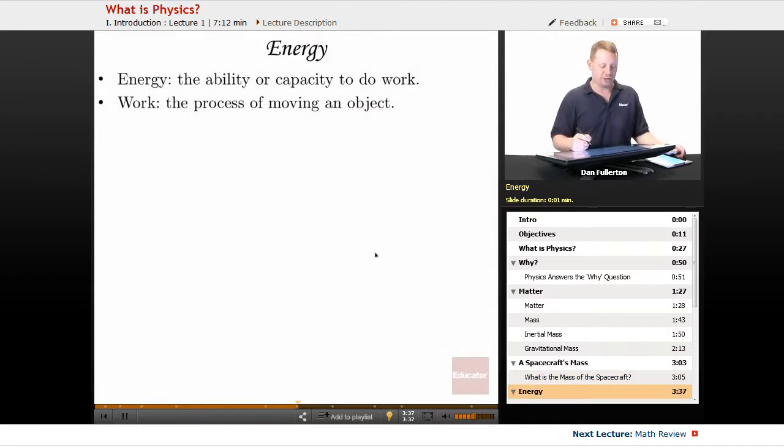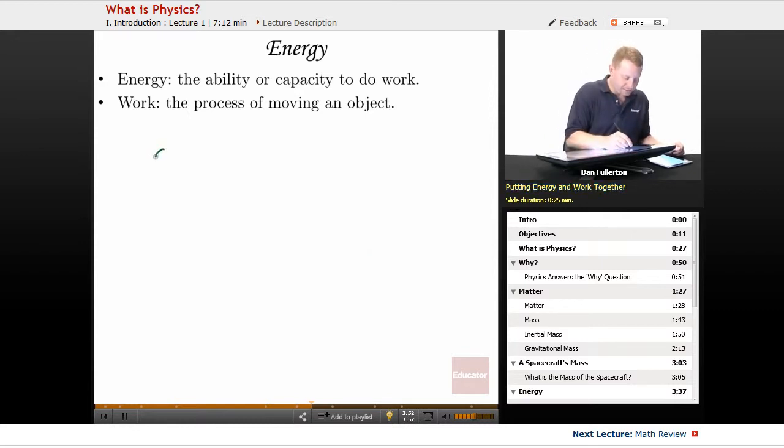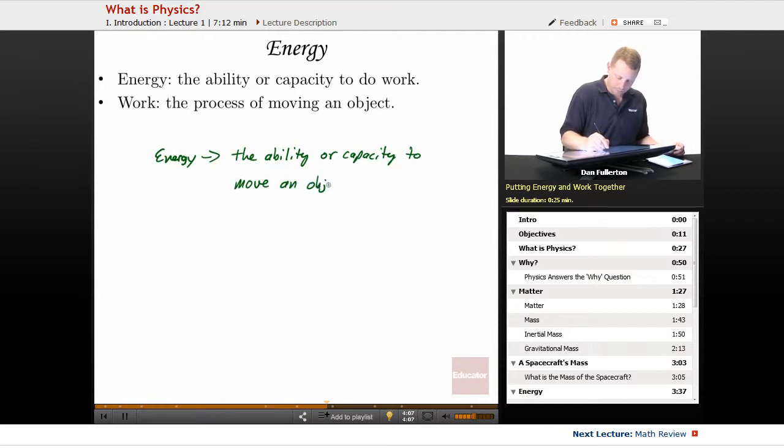Let's take a look now at energy. Energy is the ability or capacity to do work. Well, that's not a very helpful definition unless we talk about work. Work is the process of moving an object, if we wanted to be very informal about it. So then if we put those together, we could say that energy then is the ability or capacity to move an object. And we'll refine that definition as we move through the course, but that's a good starting point for us.